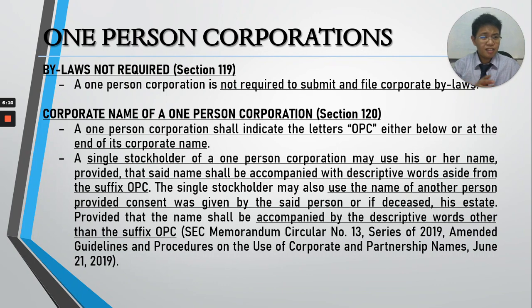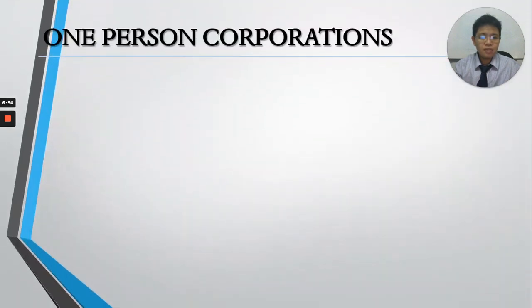So anyway, a single stockholder can also use the name of another person. Ang pangalan ng single stockholder na to is Eileen Hoson. Pwede niyang gamitin yung pangalan ng friend niya, Shena Pineda, ganyan, etc. Pwede nga rin niyang gamitin yung pangalan ng patay, provided that the estate of the deceased consents. So, if alive yung other person, obviously, kailangan ng consent niya. And again, it must be accompanied by descriptive words other than the suffix OPC. So, we refer again to SEC Memorandum Circular Number 13, Series of 2019, Amended Guidelines and Procedures on the Use of Corporate and Partnership Names.